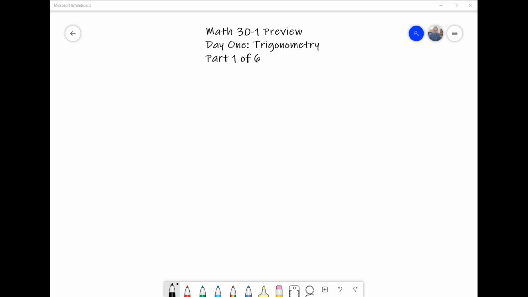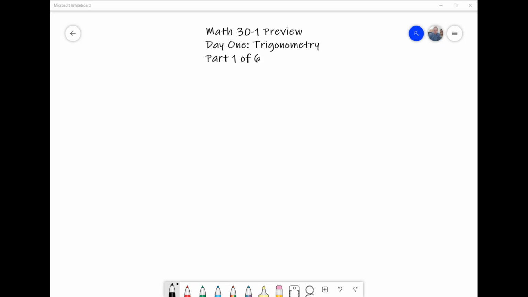Welcome to our Math 30-1 preview. Each course in pretty much any region is divided into general and specific outcomes. The curricular outcomes for Math 30-1 are divided into three categories or units. There's trigonometry, there's relations and functions, and there's permutations, combinations, and binomial theorem.